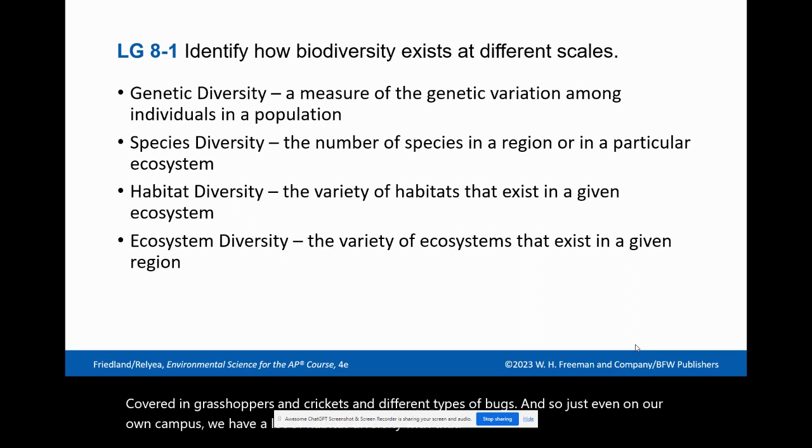And then finally, we have ecosystem diversity. That's the variety of ecosystems that exist in a given region. Living in Missouri, we actually have quite a bit of different ecosystems. So we have our rivers and creeks and ponds. We have our rolling hills and our prairies. We have our mountainscapes down in southern Missouri. So we have a lot of actually ecosystem diverse areas just in our given state, which is pretty lucky.